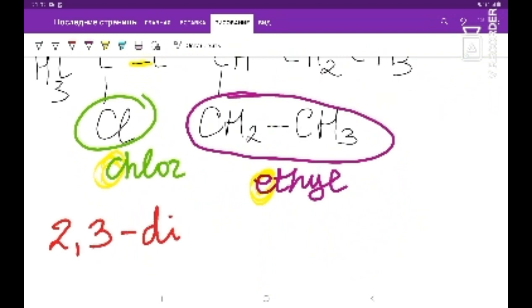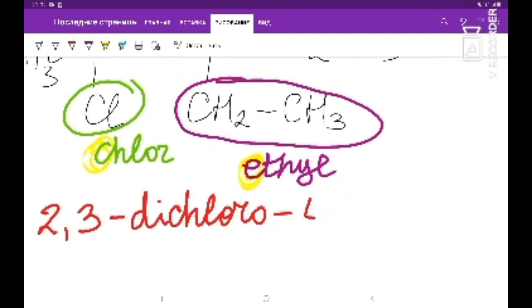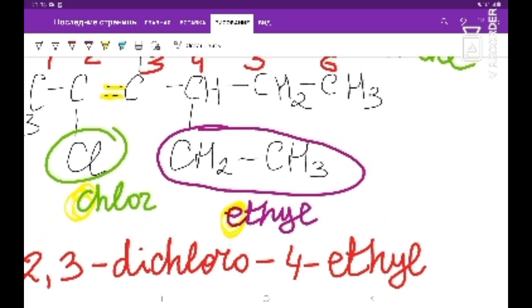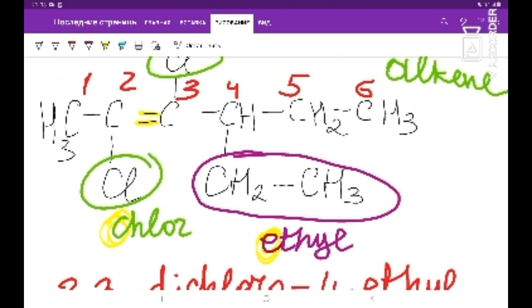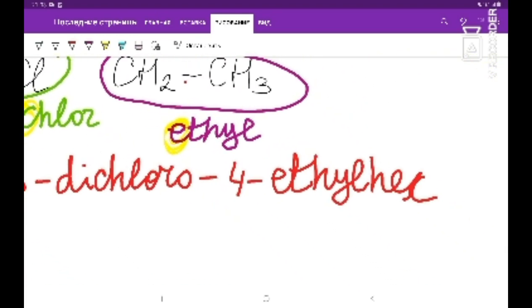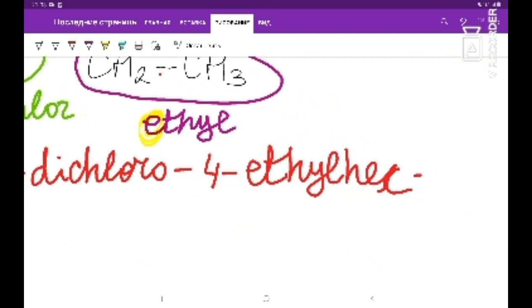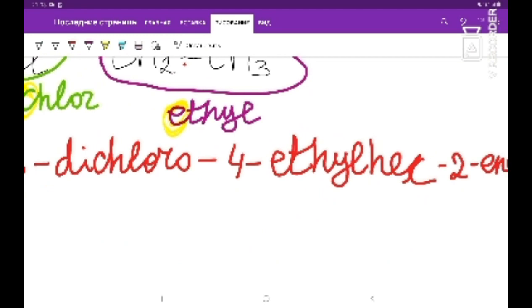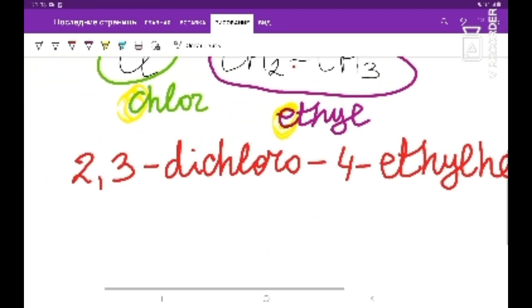Then on the next one, on the first carbon we have ethyl. We write 4 ethyl. Then we said we have 6 carbons, so it's hex, right? The double bond is at the second carbon, so we write 2N. So it will be 2, 3 dichloro, 4 ethyl hex, 2N.